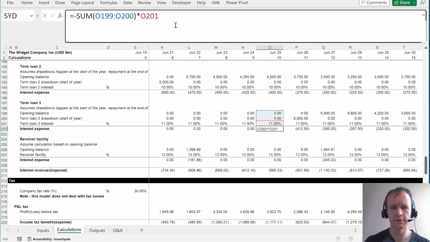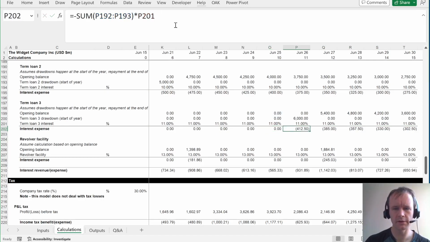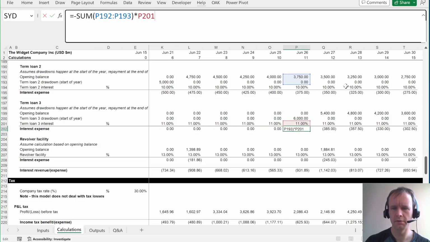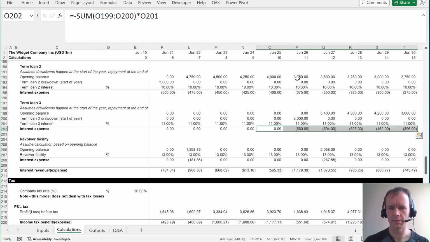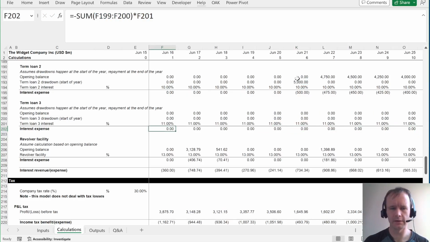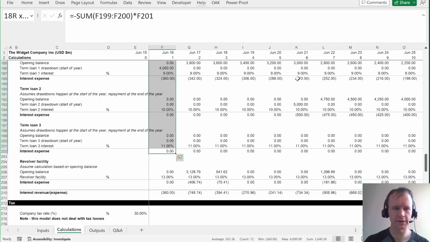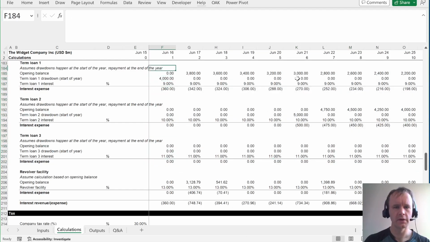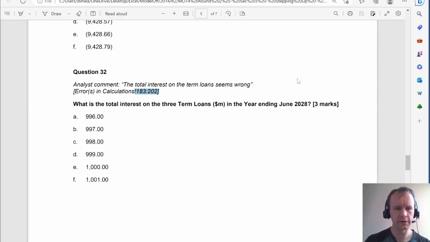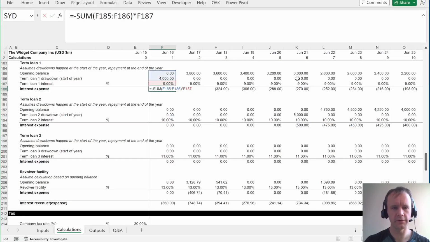So what is the difference? So here we've got the opening balance plus the drawdown times the interest rate, and here we've got, okay, it's pointing at a different one for some reason. All right, so that's definitely a mistake. Copy that across. And now, do I believe that that's the only mistake? Well, there's been a couple of times with multiple mistakes, so let's check for anything else. So I think it just said the interest is wrong. Okay, fine. So opening plus drawdown times interest, fine. Assumed drawdown happens at the start of the year, repayment at the end of the year. Yes, good.